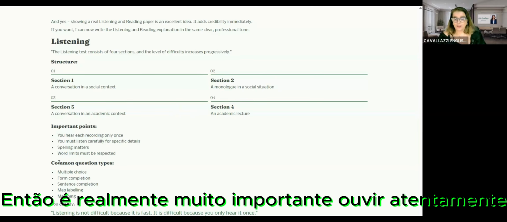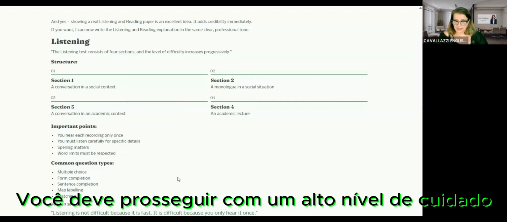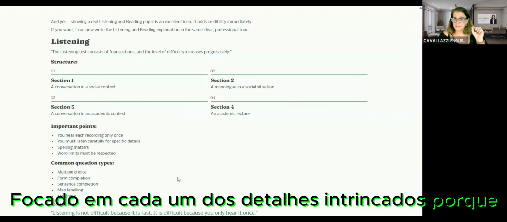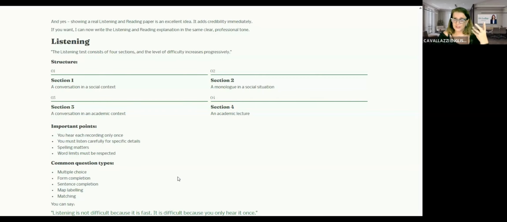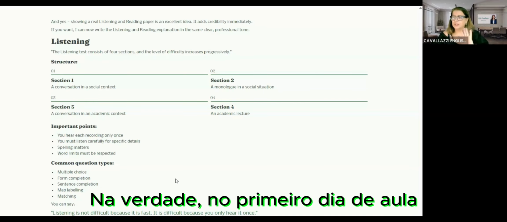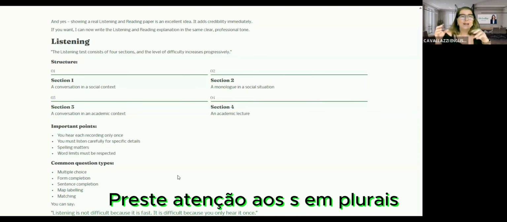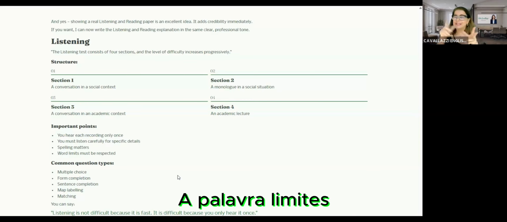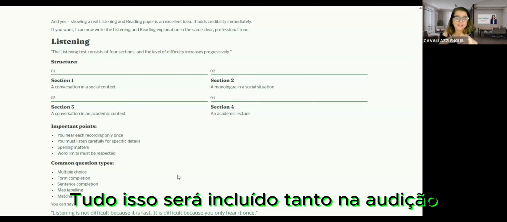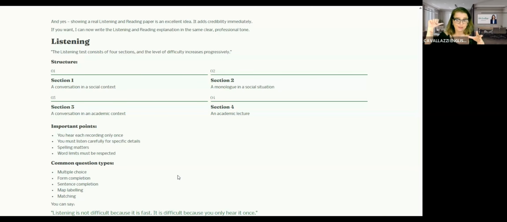So it is actually very important to listen closely. You must proceed with a high level of care and remain focused on every one of the intricate details, because I teach all these techniques. In fact, on the very first day of class, I already do a listening exercise with you. Pay attention to the S in plurals, the word limits. All of that will be included both in the listening, and I'll talk about reading in just a bit.